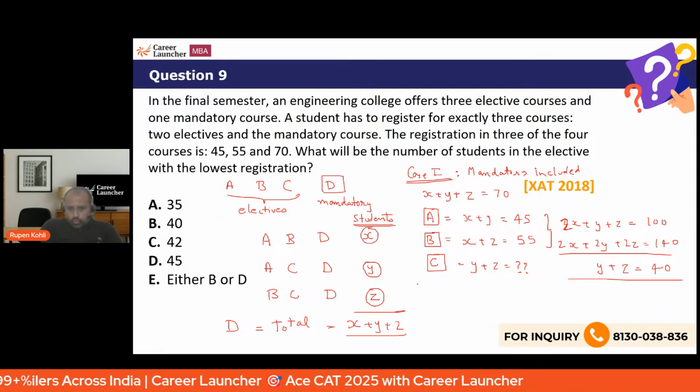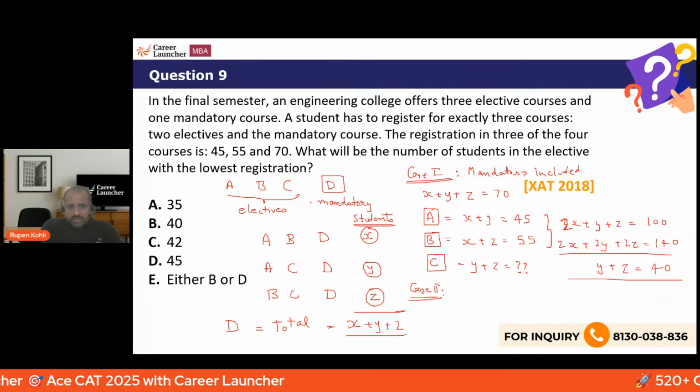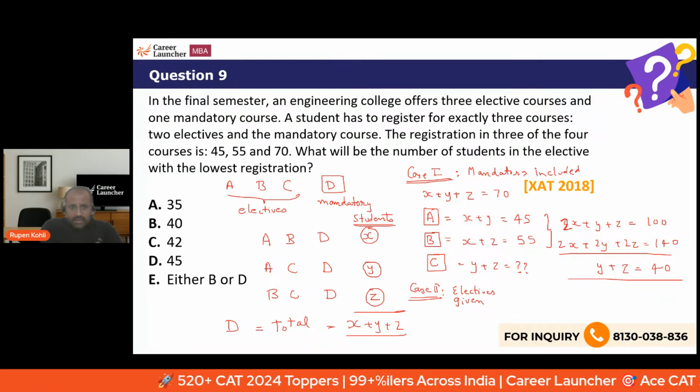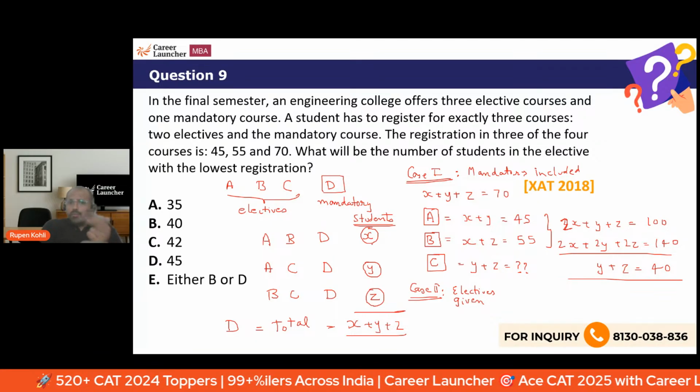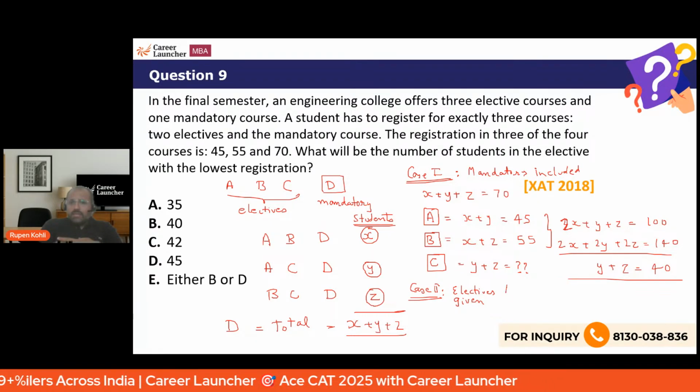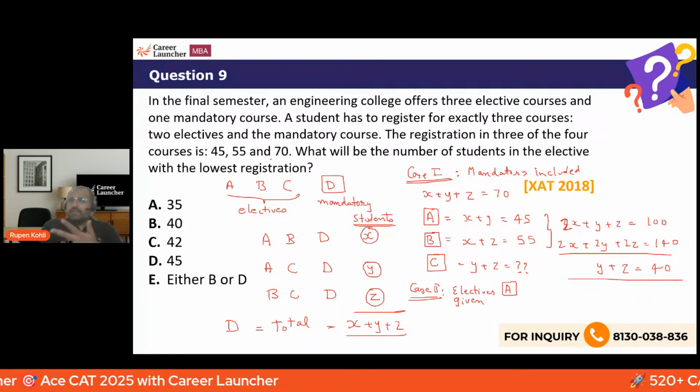Case 2. Case 2 is when these three numbers are electives only, right? The data of electives is given. If that is the case, then as we can understand, A, B, and C courses are represented by the combinations of these three students X, Y, and Z, right? So let me assume that A is 45, B is 55, C is 70.